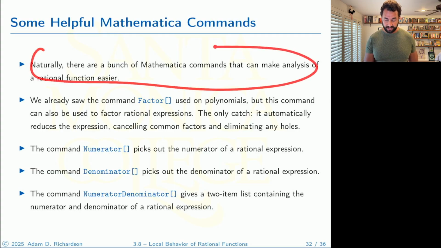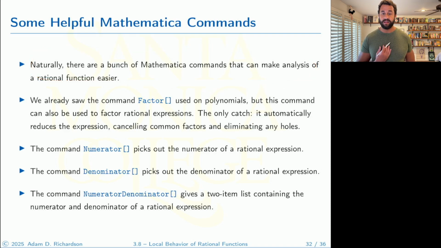So naturally, there's a bunch of Mathematica commands that can make our analysis a lot easier. We already saw the factor command, and it works on polynomials, but it also works on rational expressions. So if you put a rational expression into the factor command, Mathematica will factor the numerator and the denominator, right? But here's the catch. It'll automatically reduce the expression, meaning it'll cancel any common factors and it will eliminate the holes, right? Kind of like I was saying earlier, how the holes get kind of ignored. Mathematica kind of ignores them. It basically cancels everything for you and simplifies it. So that may or may not be helpful depending on our particular application.